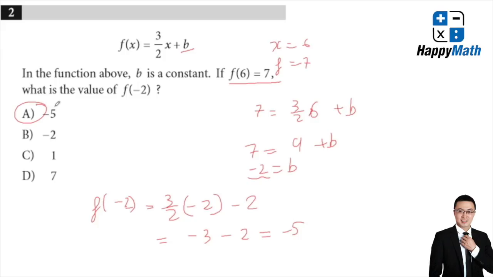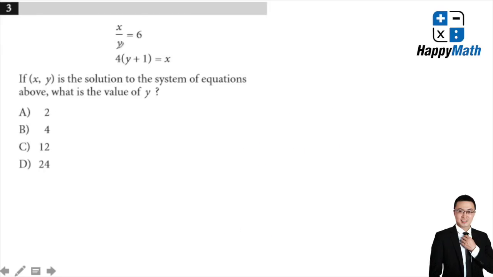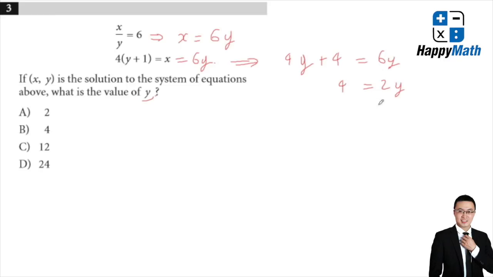Question 3. x over y equal to 6 and 4 times y plus 1 equal to x. If x and y are the solution of the system of equations above, what is the value of y? From the first equation, I will rearrange to find x. It means here is 6y, and 4y plus 4 equal to 6y, and 2y equal to 4, and y equal to 2. So the final answer is A.